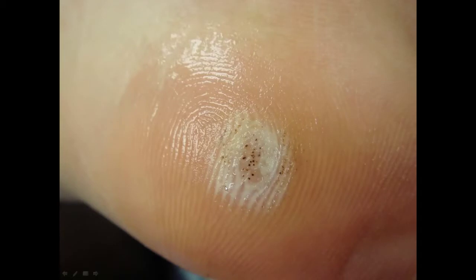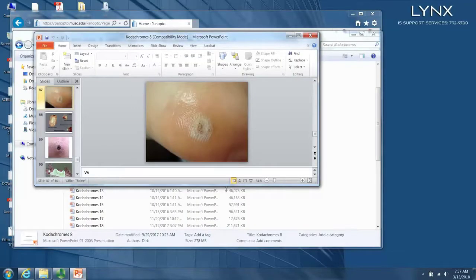Okay, what's that? Looks like a wart with capillary hemorrhages. Yep, exactly. So it looks like a wart, and we'll pick up again with that one next time. We are on 87, and we'll talk about treatment of common warts.